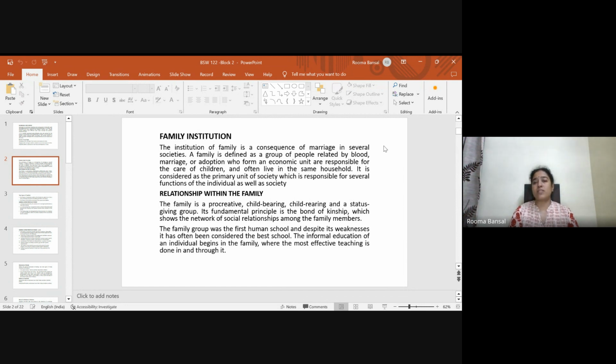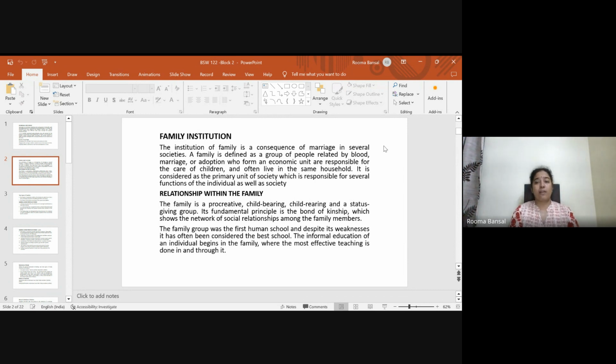The family group was the first human school, and despite its weaknesses, it has often been considered the best school. Why are we counting weaknesses? Because sometimes a family does not have financial stability. They are not able to provide good education to the children. They are not able to provide a good living standard, but still it is considered the best school, and for any individual it is the first school.